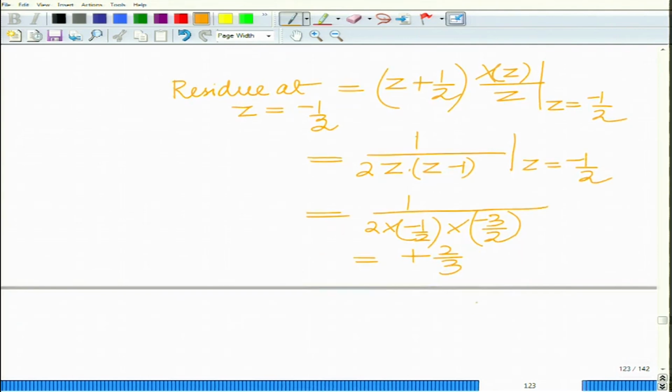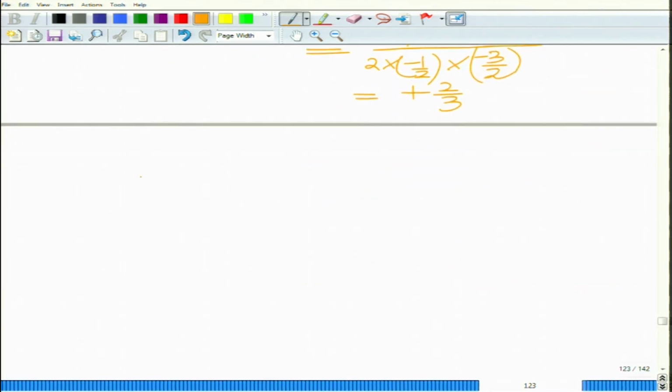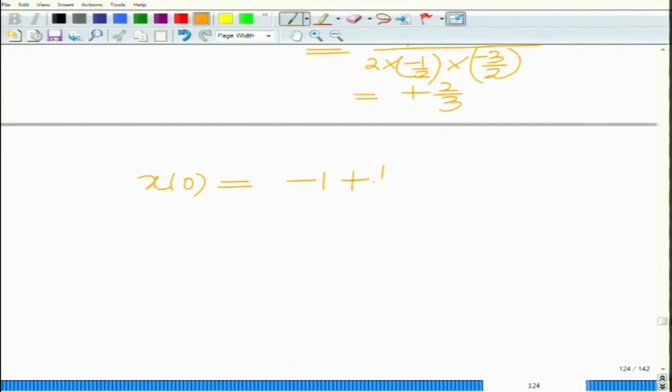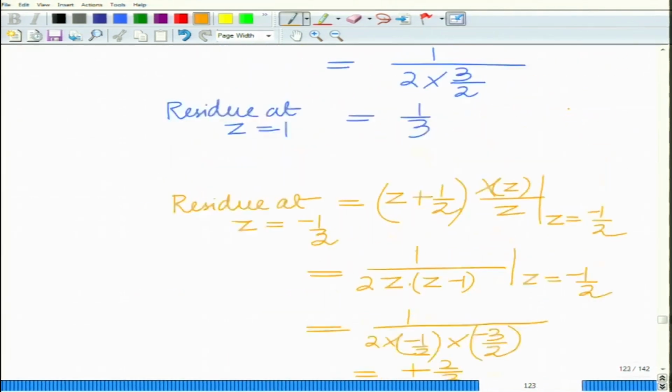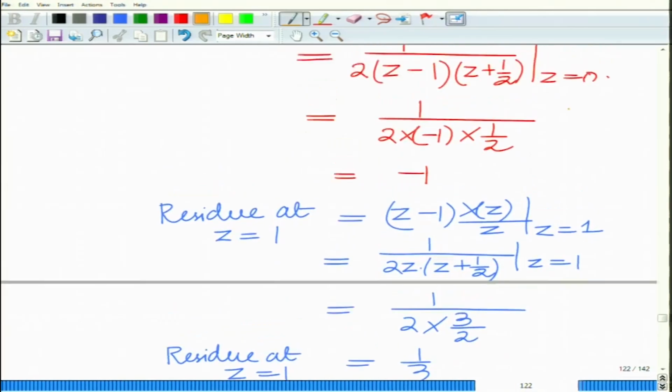So, x of 0 is basically the sum of residues. For n equal to 0, x of 0 equals the sum of residues at the poles. Remember, there is an additional pole at z equal to 0. So, the sum of the residues at z equal to 0, z equal to 1 and z equal to minus half is basically minus 1 plus 1 by 3 plus 2 by 3, which is 0. So, x of 0 equals 0.